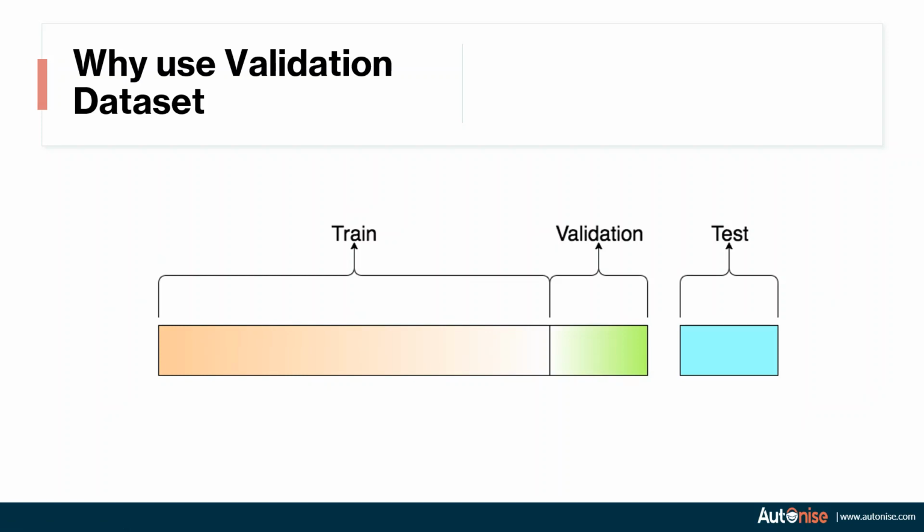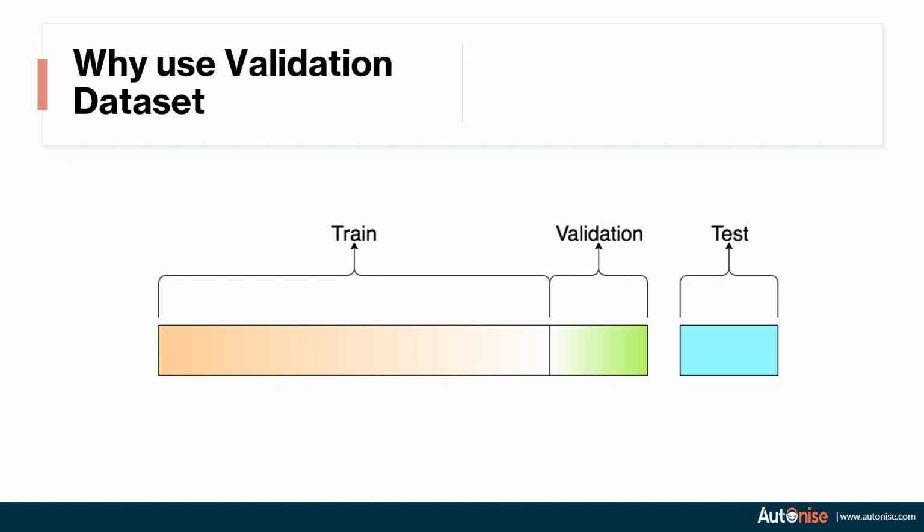Now let us take up the question, why do we need to use a validation dataset? Some of you might already know what a validation dataset is. Let's revise once again why we need the validation dataset. First of all, we saw why we need the testing dataset to check for overfitting. We needed the training dataset to train our model, and the testing dataset to ensure that our model does not just give good results on training. It also gives good results on unseen data.